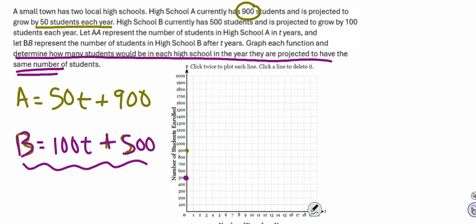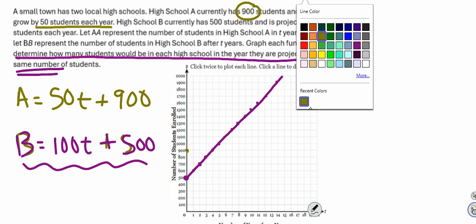We start at 500. Each year we grow 100. So that's up 100 over 1, up 100 over 1. Now on Delta Math, it's way easier to graph because we got that little clicky thing. But anyways, here I'm going up over, up over, up over, up over. Okay. So when we put that little line in, we're trying to connect all those dots. All right, so now we're trying to see where does the green one intersect the purple one.